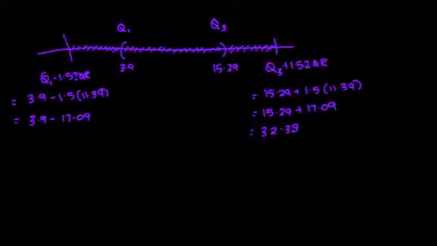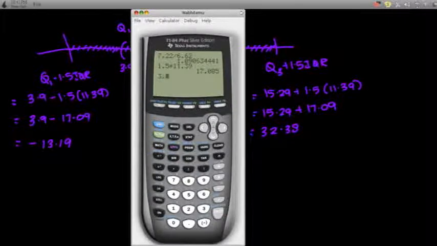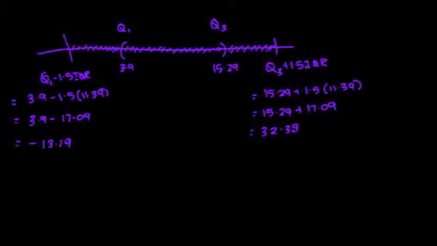So if the observation falls in the interval between 3.9 minus 17.09, I forgot to find that one. I believe that is negative 13.19. So negative 13.19 would be the difference between 3.9 and 17.09. Let's just make sure that my mental calculations are correct. They are. So negative 13.19 and 32.38 are the two endpoints that will help us make a decision.